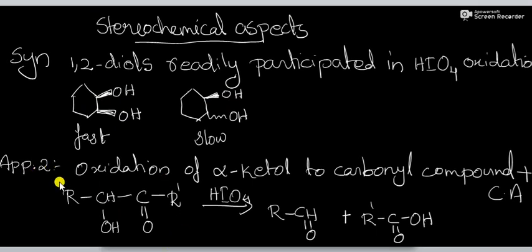Another application of HIO4 oxidation is oxidation of alpha ketol to carbonyl compound and carboxylic acid. This is our alpha ketol. The alpha position has a hydroxyl group. When it is treated with HIO4, it will cleave the C-C bond and convert into aldehyde, and this part will convert into carboxylic acid.